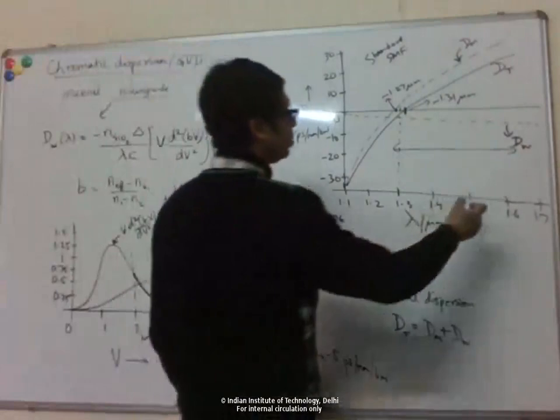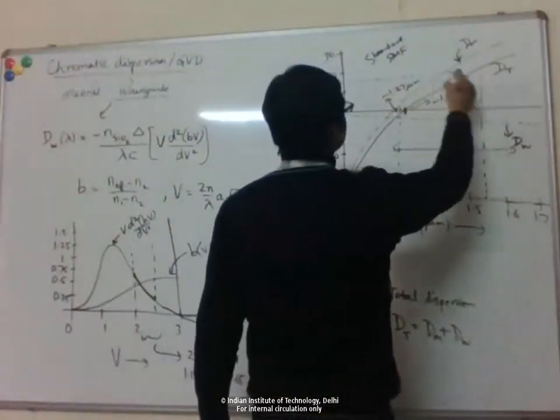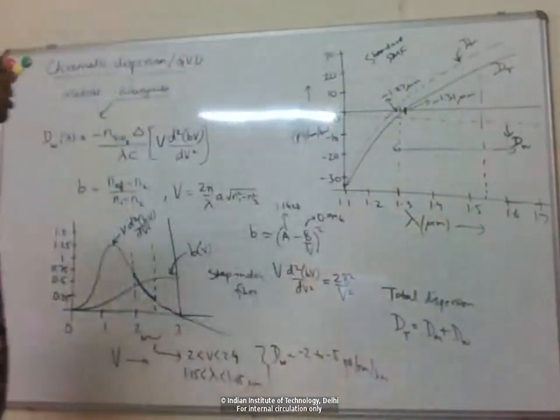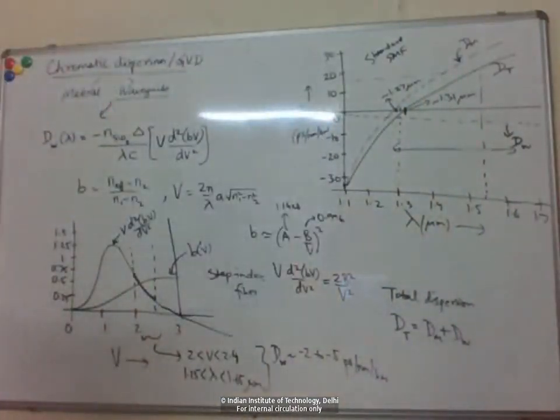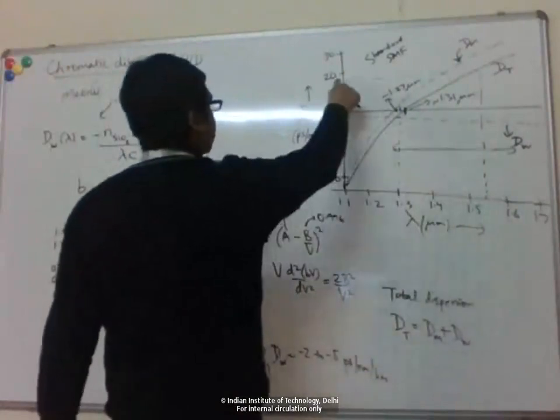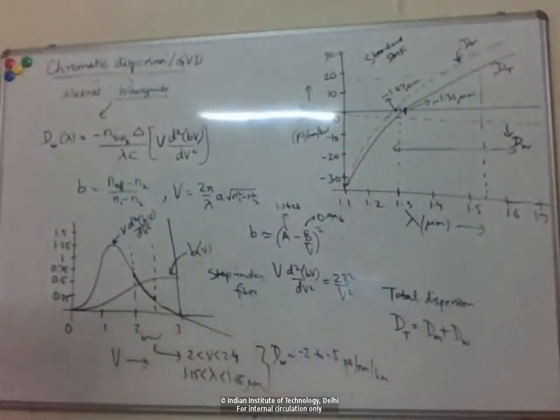Around the most popular wavelength, 1.55 microns, this value is between 10 and 20, roughly 15, usually 15 picosecond per nanometer kilometer. This is the wavelength with the minimum loss, 1.55. So there the dispersion is about 15 picosecond per nanometer kilometer.